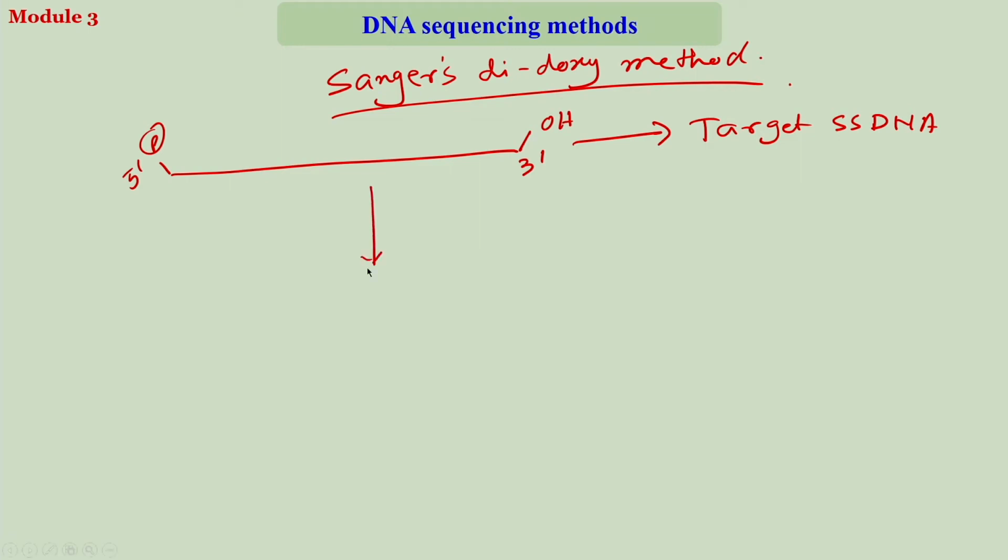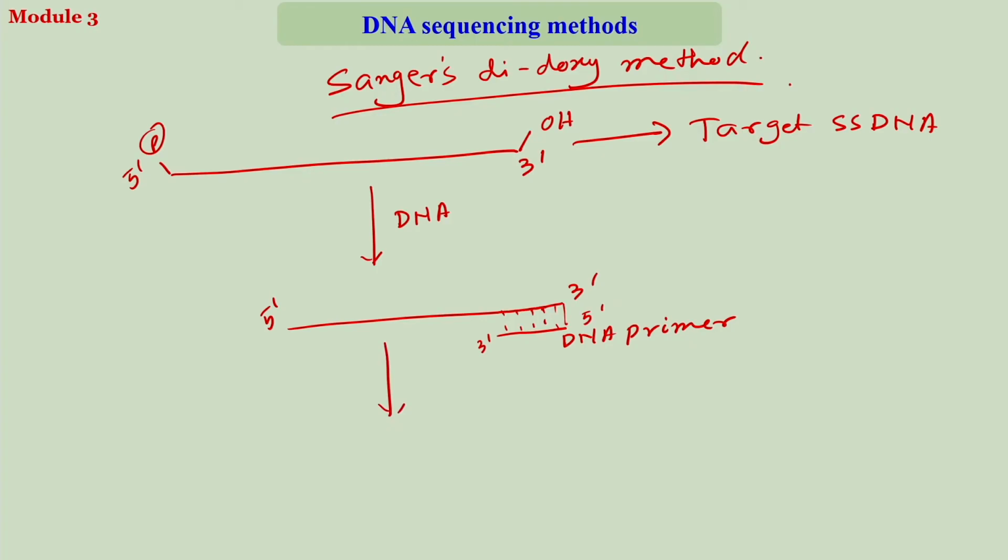It also uses a DNA primer. Unlike DNA replication in a normal cell that uses an RNA primer, Sanger's method uses a DNA primer. I am not writing the phosphate again and again. So, 5 prime, 3 prime, and this is your DNA primer, which is complementary to a part of the target. So, that has to be 5 prime to 3 prime end.